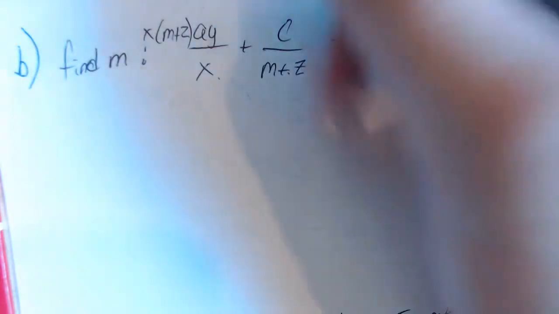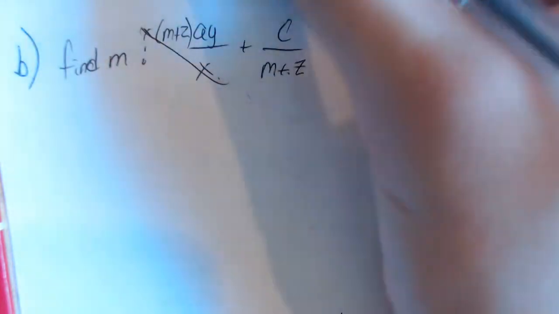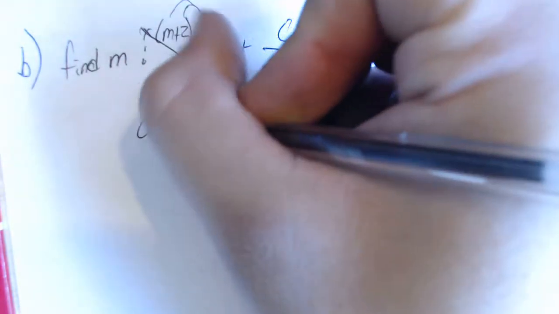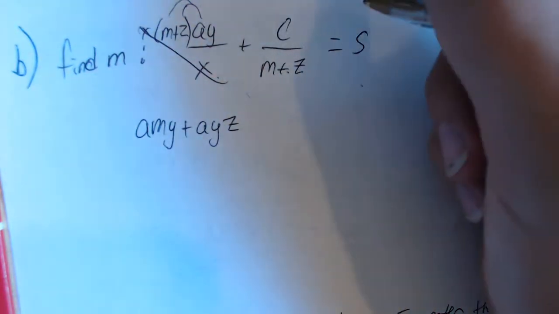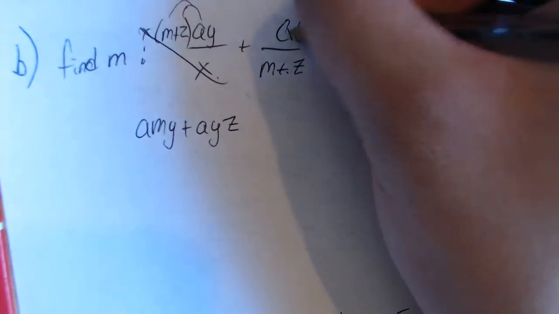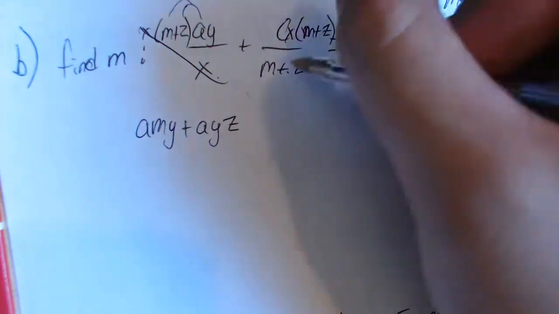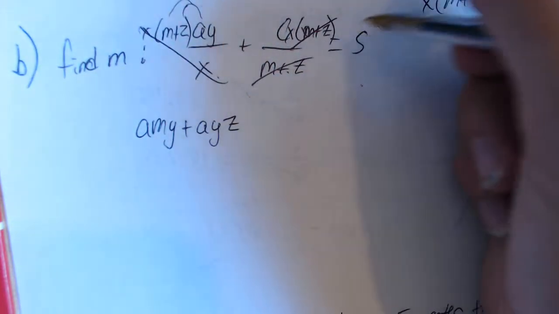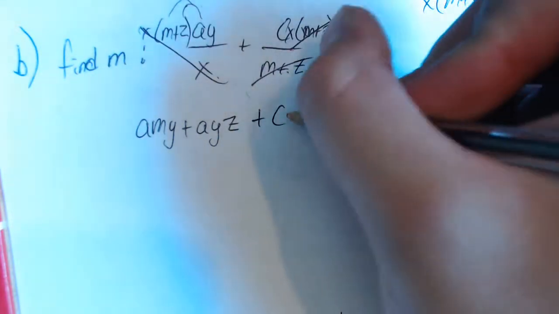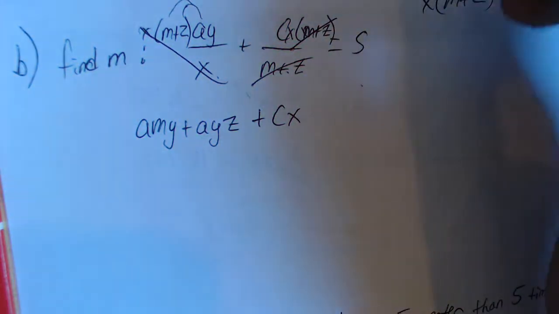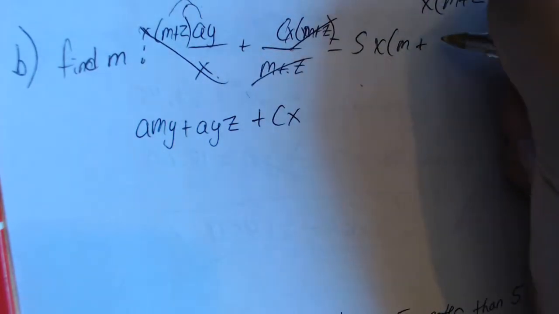So, starting with the first one, we multiply by x times m plus z. And that's going to cancel the x's, and then the a-y will distribute. So that gives us amy plus ayz. Alright, so that's our first term. That one's done. And then the second term, we've got this times x parentheses m plus z. So here, what we'll cancel is the m plus z. The m plus z's cancel, and then we're just left with plus cx.